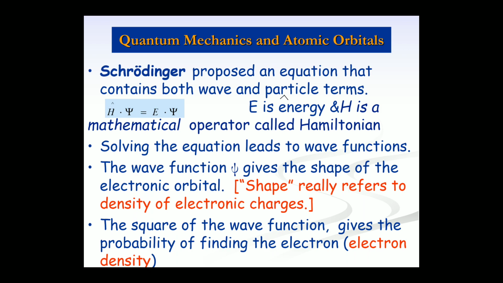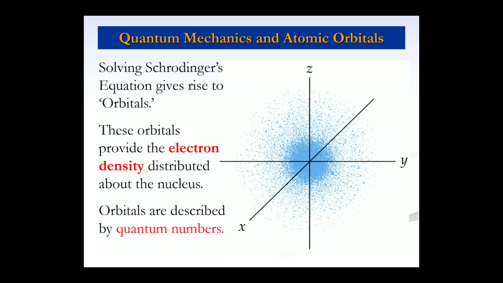The wave function psi gives the shape of the electronic orbital. So basically psi से हमें क्या पता पड़ता है? It gives the shape of the electronic orbital. So shape really refers to the density of electronic charges. Basically where the electron density is high and where the electrons can be found. So the square of the wave function gives the probability of finding the electron. That is psi square gives the idea of probability of finding the electrons.